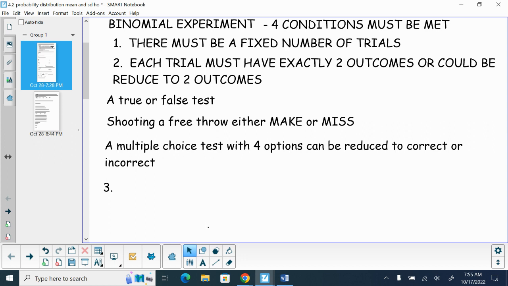A multiple choice test with 4 options can be reduced to correct or incorrect. Even though you have 4 options there, you're either going to have a correct answer or an incorrect answer.